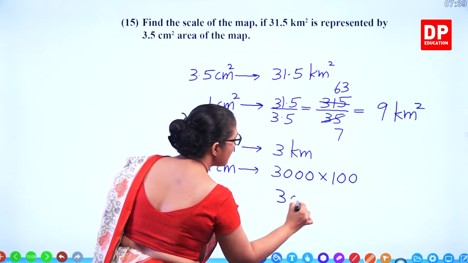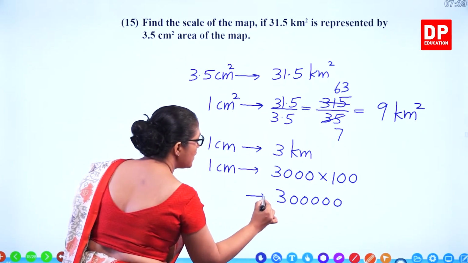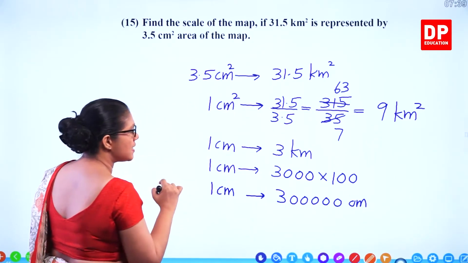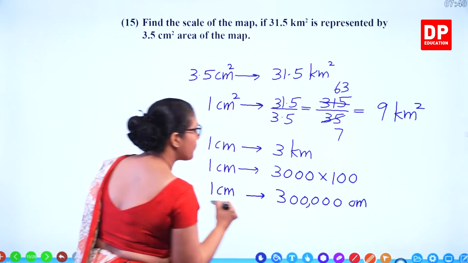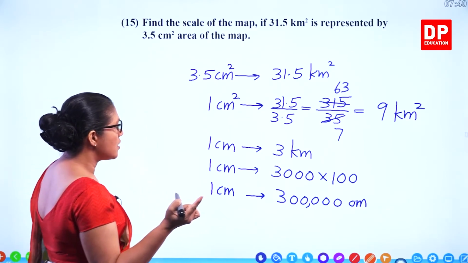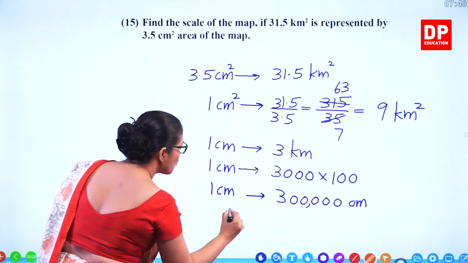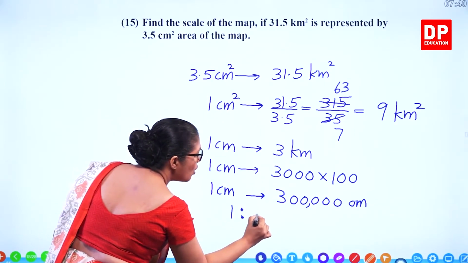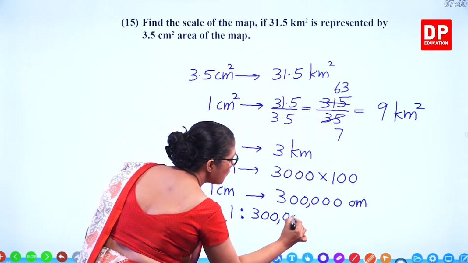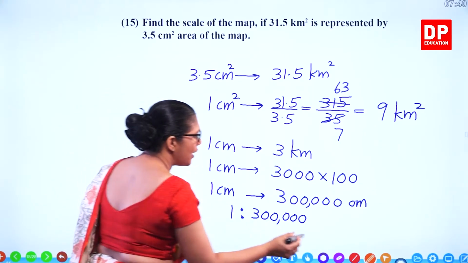So 3 with 1, 2, 3, 4, 5 zeros. So this is in centimeters. So this is also in centimeters. This is also in centimeters. So what's the scale? Now both are in centimeters. You can just write down this 3 plus 2, 5. So 1 to 300,000. So that's the scale of this map. So you get 2 marks for that.